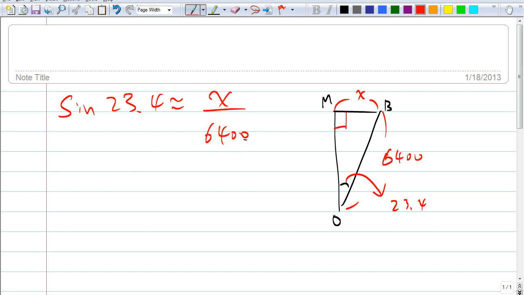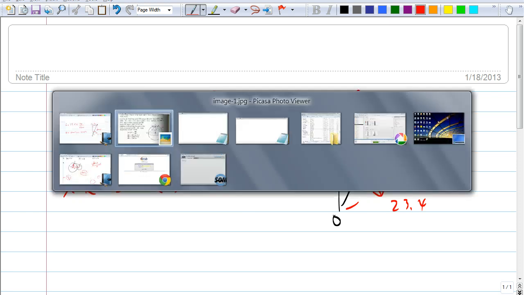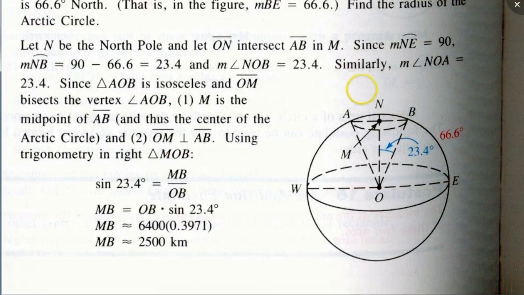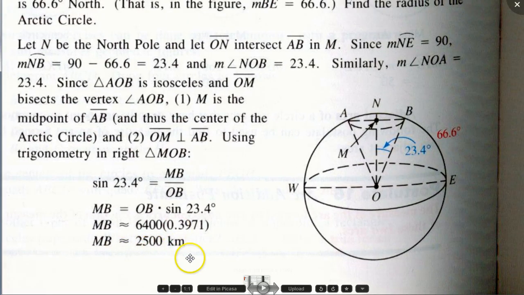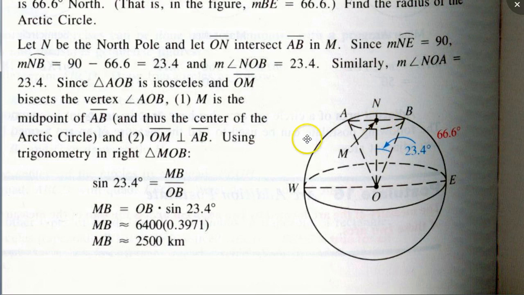Does that make sense, guys? So, do we know what X is? Well, multiply both sides by 6,400. So X is about 6,400 times sine of 23.4 degrees. Is it exact? Well, no, because first of all, the radius is about 6,400. In the very beginning, they're giving us approximations. So when you punch it in, it's about 2,500 kilometers. So the radius of this circle on top, if you were to cut that part off, that's what you get. That's the radius of the Arctic Circle.